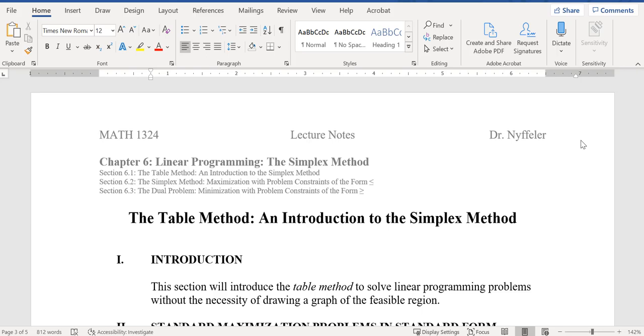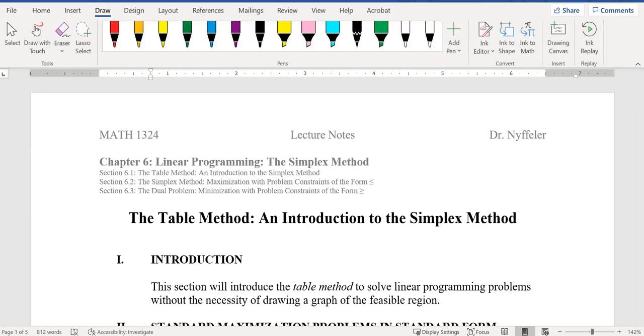Welcome back to Math 1324. We are starting Chapter 6, and the first section is titled The Table Method, an Introduction to the Simplex Method.